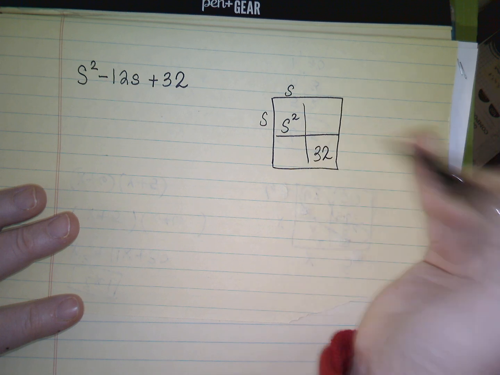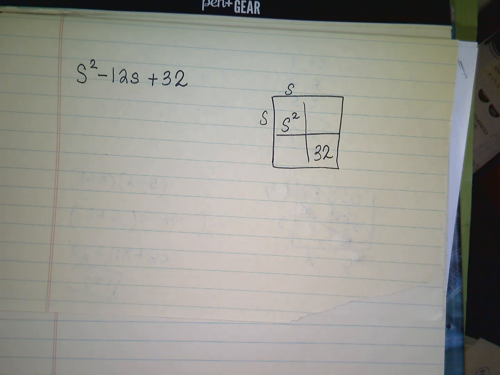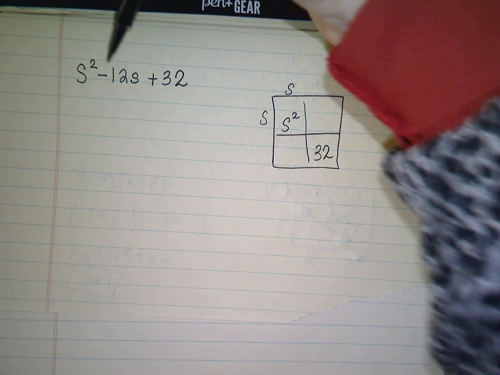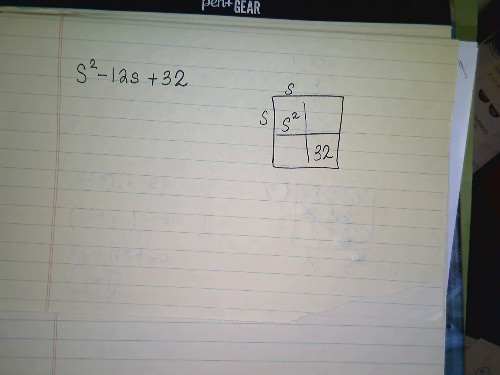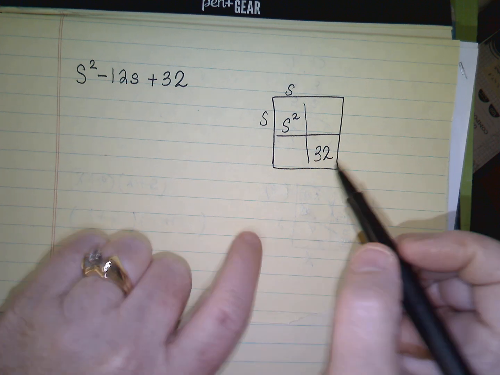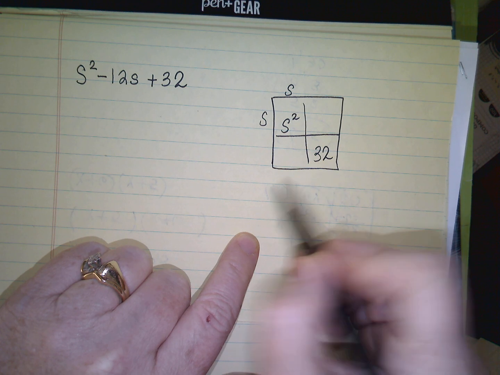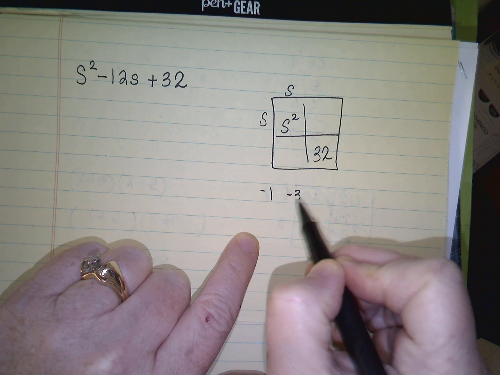32. 32 is positive, but the number in the middle is negative. So tell me the different situations that will give me a positive number when I multiply. A negative times a negative. So when I go to write down my factors of 32, they're going to be negative.